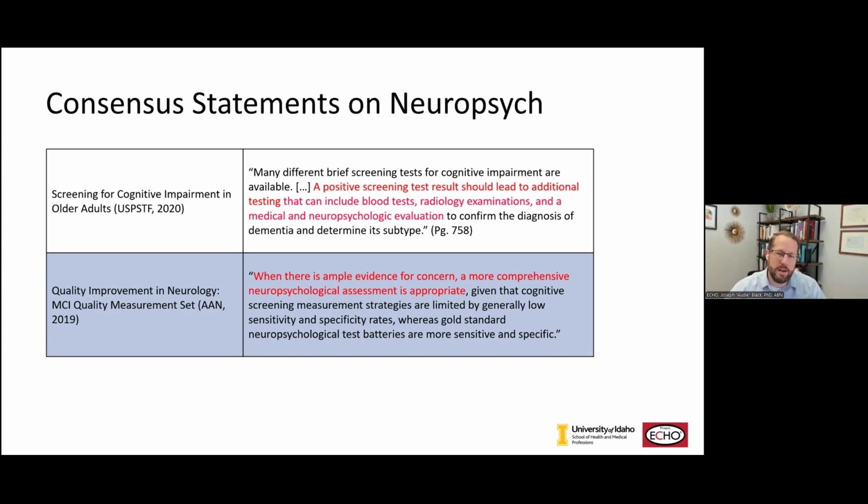The American Academy of Neurology recommends something similar, that they recommend a more comprehensive neuropsych assessment when there's ample evidence for concern. But again, presuming that's available. Let's go to the next slide.